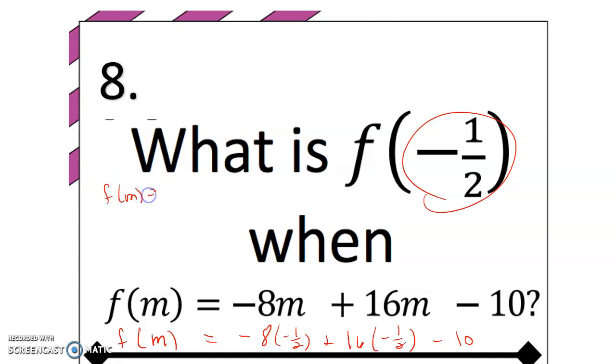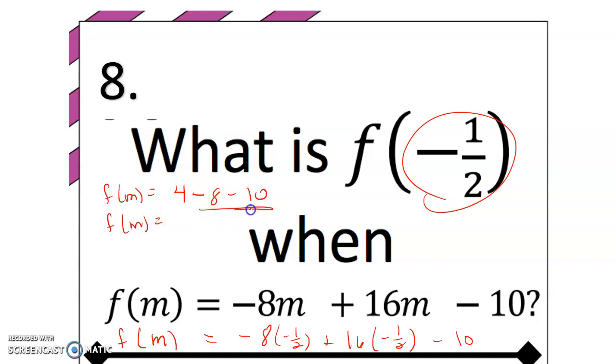F of m equals, so the first thing I have is a -8 times a -1/2. Half of 8 is 4, and negative times negative makes positive. Then I've got 16 times a -1/2. 16, positive times negative makes negative, and then half of 16 is 8, and then minus 10.